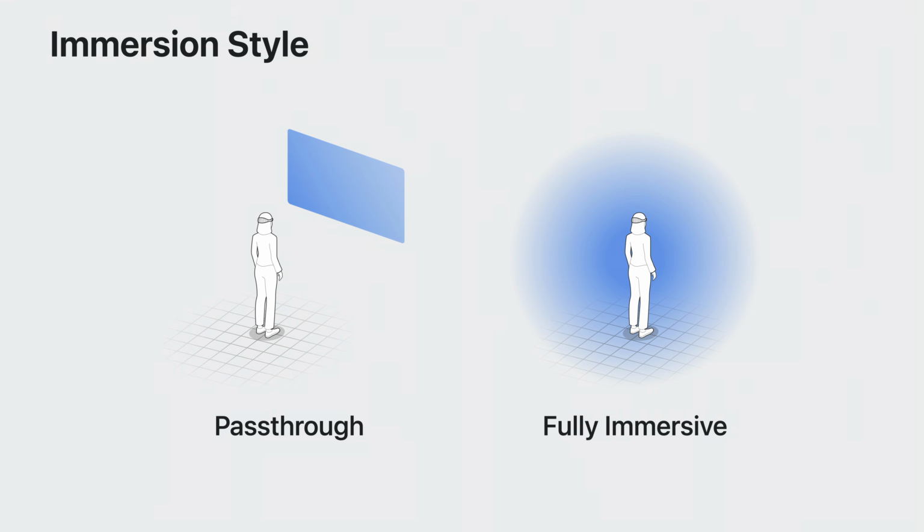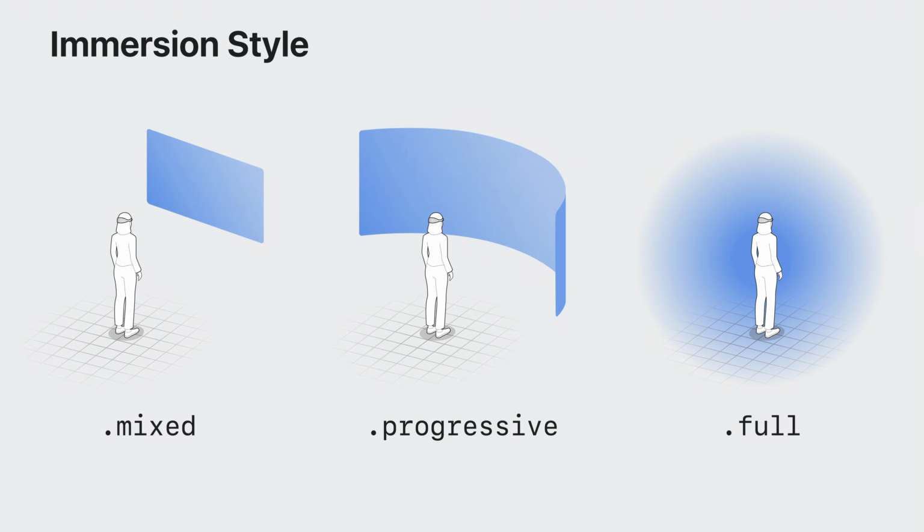Immersion style is a parameter that can be passed in your full space. There are 2 basic styles, called .mixed and .full. Mixed style layers your app's content on top of pass-through. Full style hides pass-through and displays your content only. You can also combine the two by choosing progressive. This style allows some pass-through initially, but the person can change the level of immersion all the way up to full by turning the digital crown located at the top of the device.